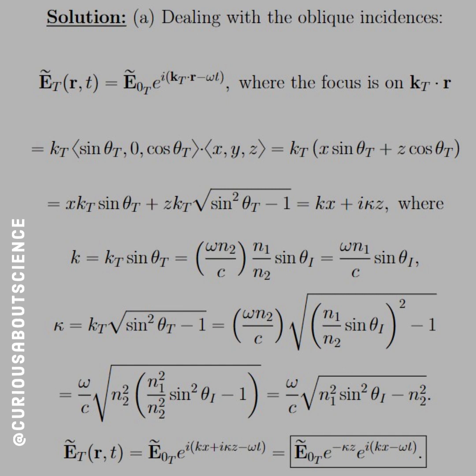So that's where we get the E naught t, e to the negative kappa z, e to the i kx minus omega t at the very bottom. Again, these definitions get so burdensome to deal with that we just kind of carry them along, but they're all stated earlier in the chapter.